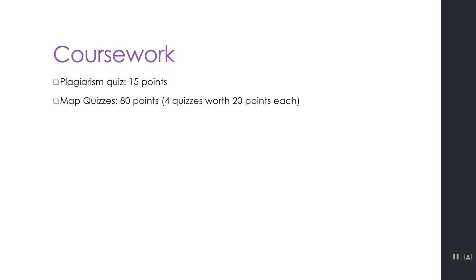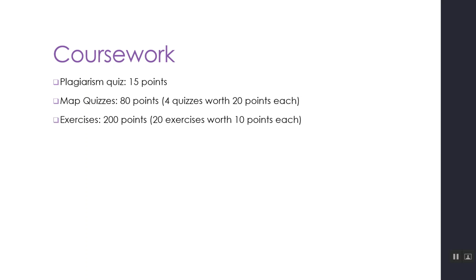Then we have map quizzes. There are 4 total map quizzes worth 20 points each. There are study guides already posted to Canvas for each map quiz, and they are on the syllabus as to which module they're going to occur in. But basically, you have a map quiz. It is multiple choice. There'll be some numbers on a map, and I will give you a choice of what things are. But on that study guide, there's a list of places, geographic features that I expect you to know.